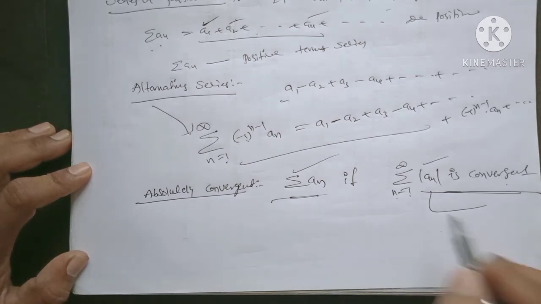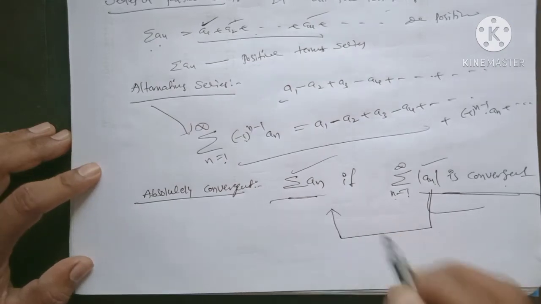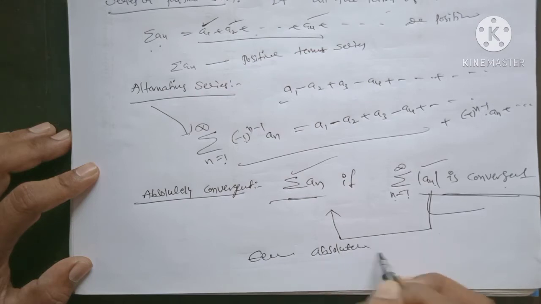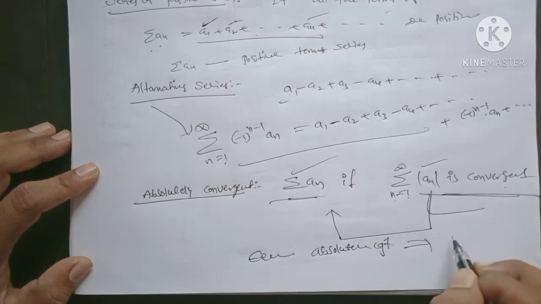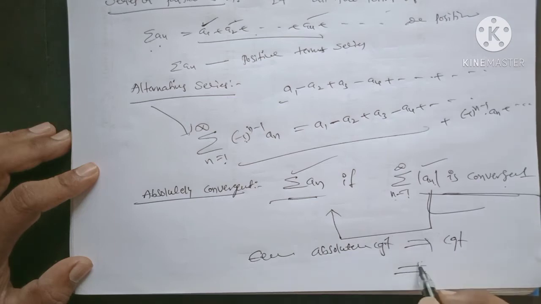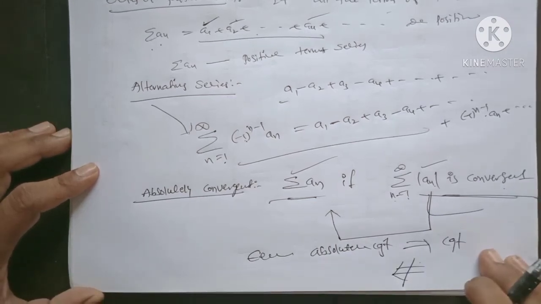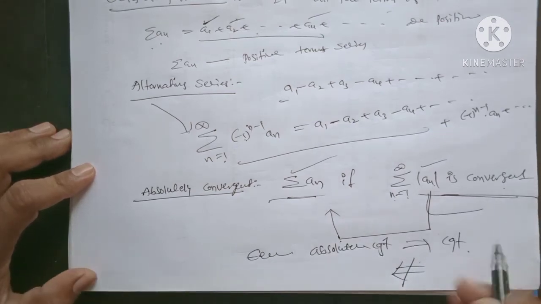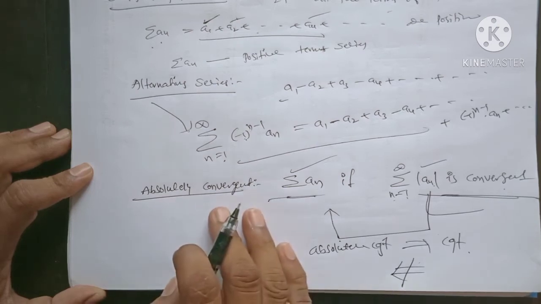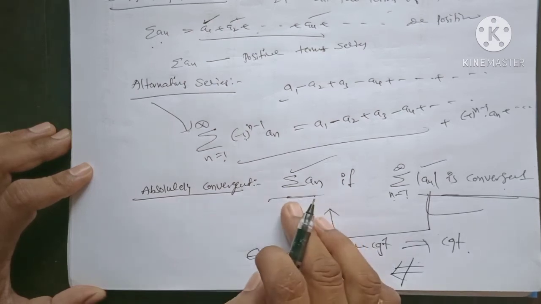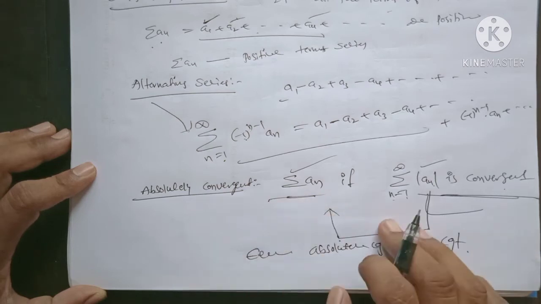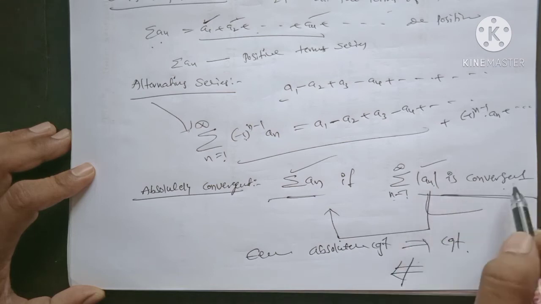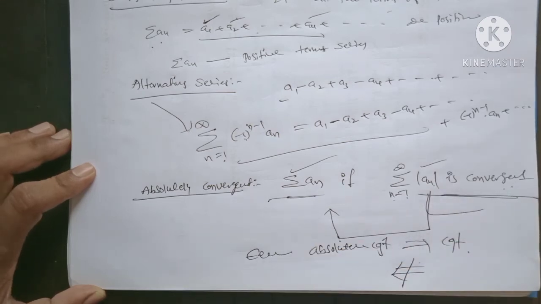We know that every absolutely convergent series is convergent, but the converse need not be true. Every convergent series need not be absolutely convergent, but every absolutely convergent series is convergent. So once again I repeat the definition of absolutely convergent. A series sigma an is said to be absolutely convergent if sigma n is equal to 1 to infinity mod an, this series, is convergent. Then this is called absolutely convergent.